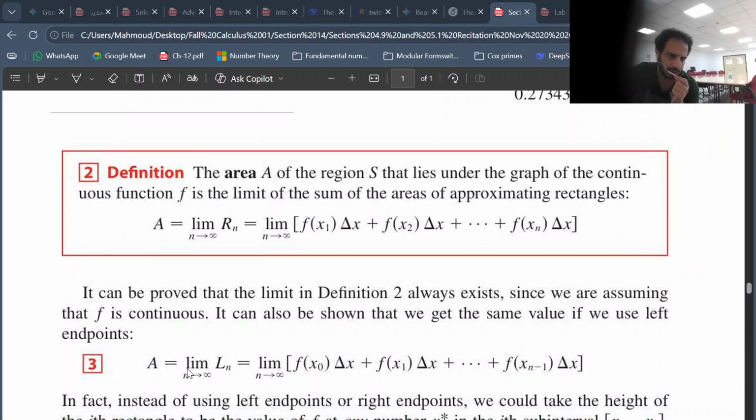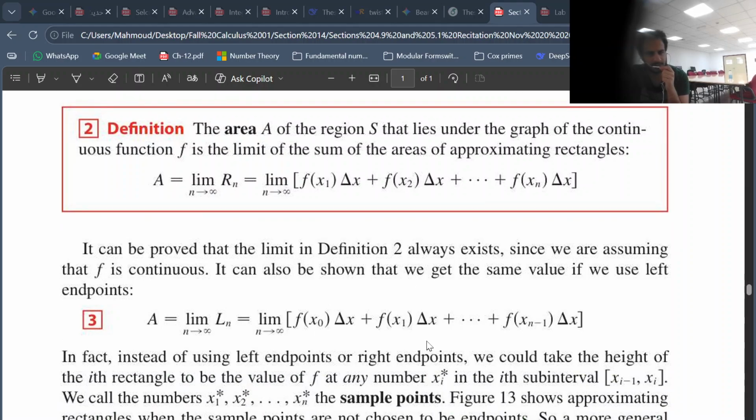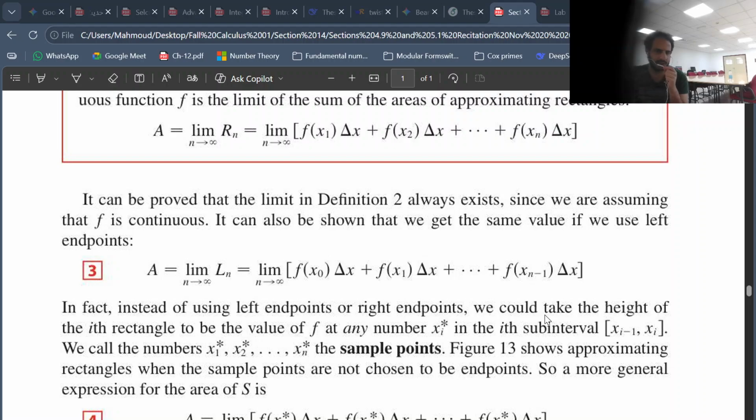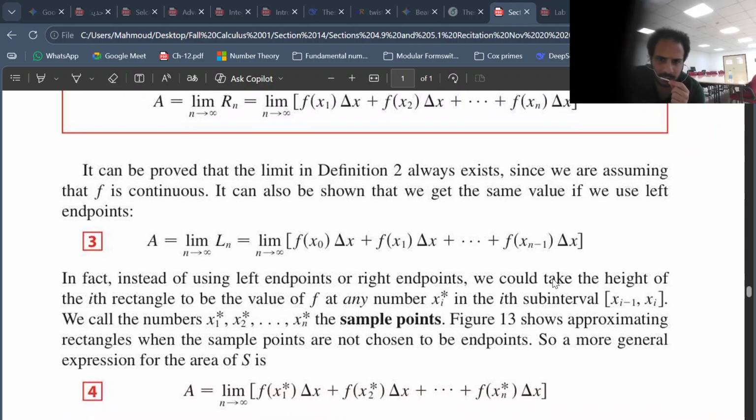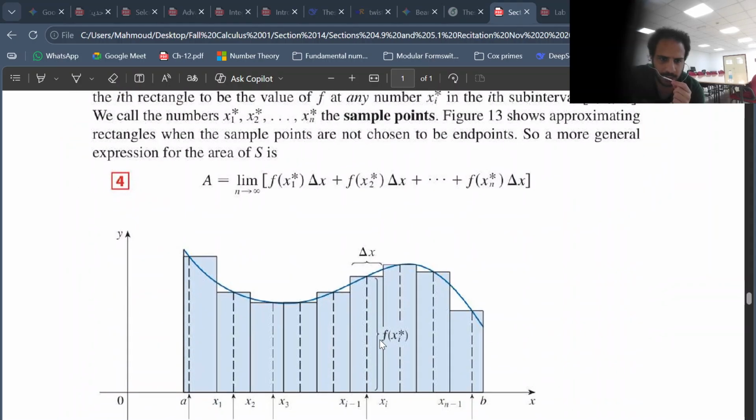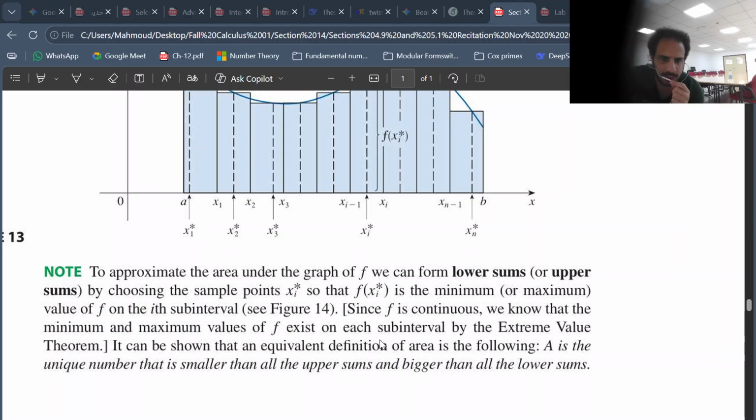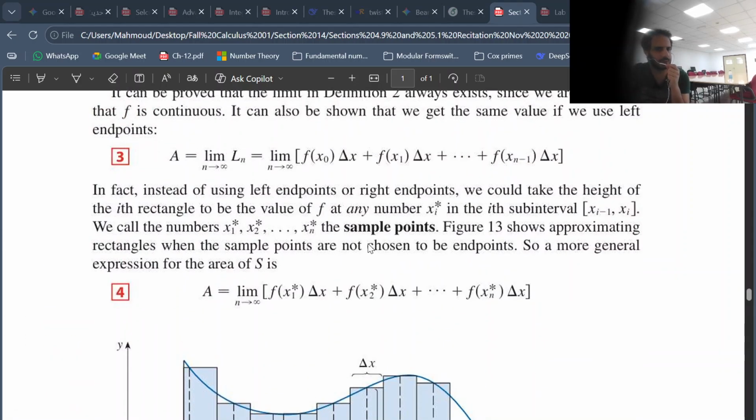See down, you have Ln, left endpoints. You start at x0, you stop at xn minus 1: f(x0) delta x plus f(x1) delta x until you reach f(xn minus 1) delta x. Not necessarily left or right, you can use midpoints. But this is the most general, and I think they also talk about midpoints. Anyway, more generally, you can take sample points.